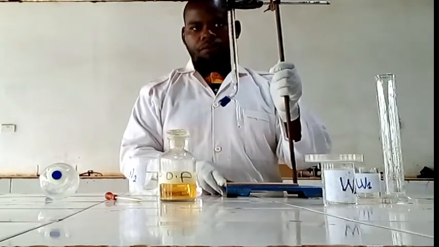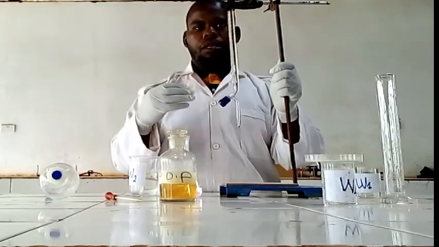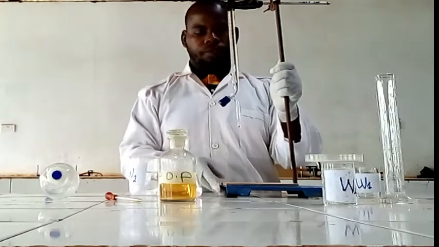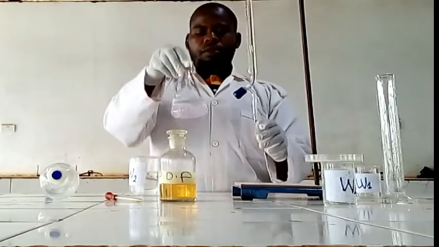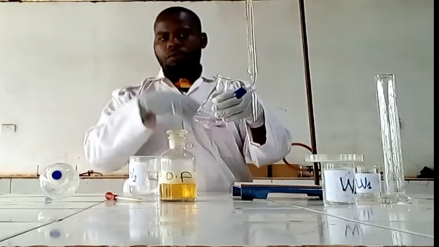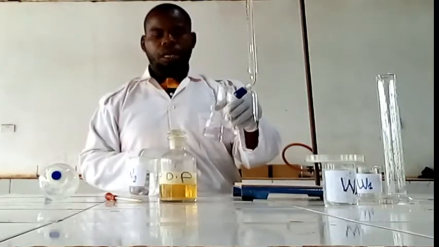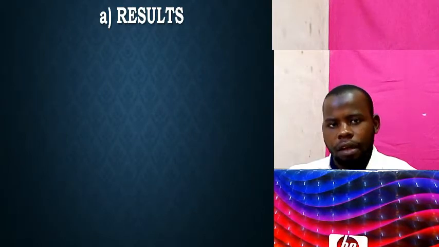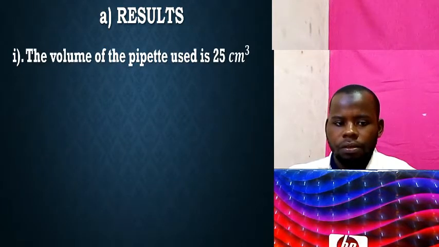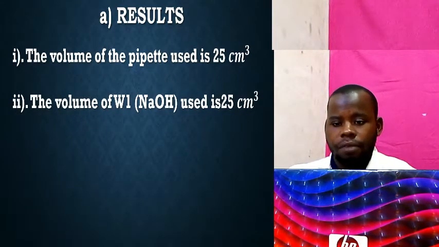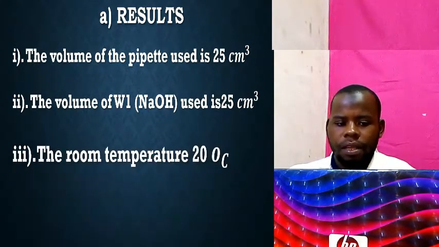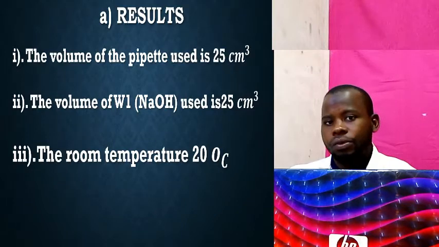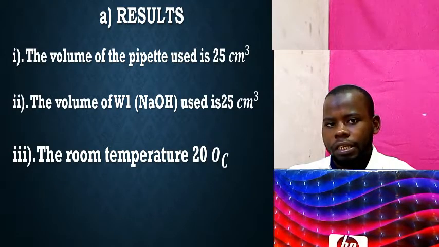For the second procedure, we are going to mix succinic acid with the organic solvent. We have to make a solution of this. I think you have seen the results. Usually the volume of pipette was 25, the volume of W after titration is 25, and the room temperature, I have said, is 20 degrees Celsius. That is our results.